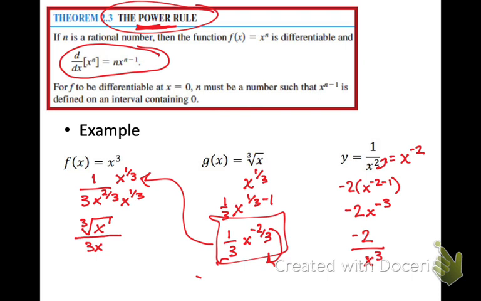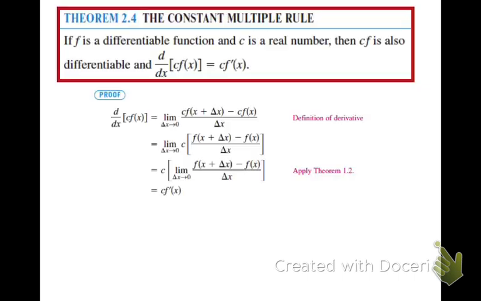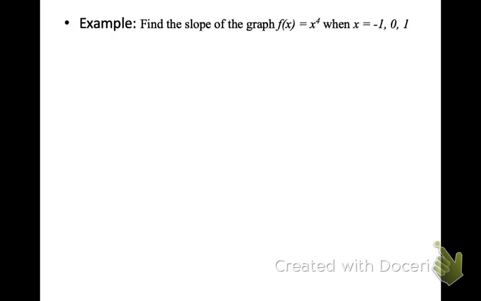So we're going to get better and better at them, correct? Okay, so this is the power rule. That's our answer, negative 2. Yes, x to the third. Okay, so now it says find the slope of the graph f of x equals x to the fourth at negative 1, 0, and 1.